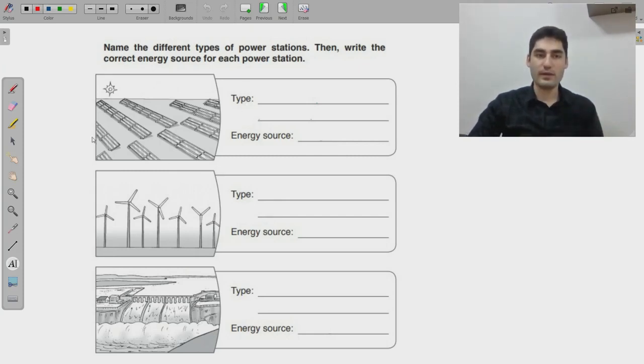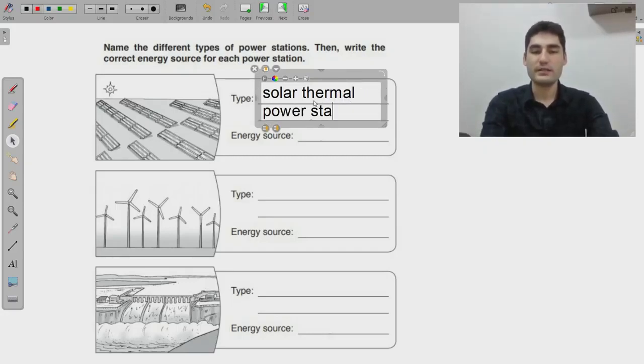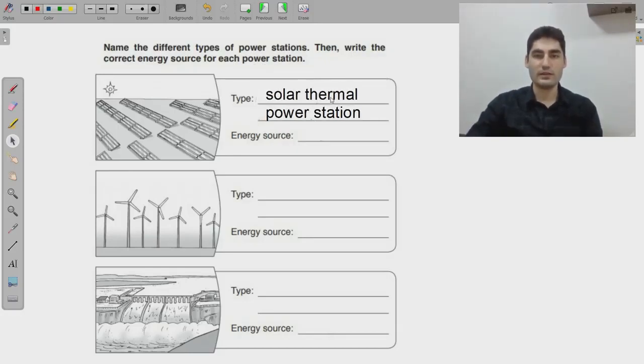Do you remember this picture? We have the sunlight, we have the solar panels. So what type of power station is this? The answer is easy. This is the solar thermal power station. So this is the answer of this. Okay, solar thermal power station.